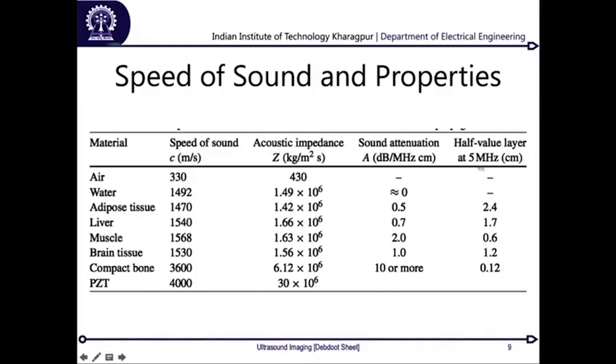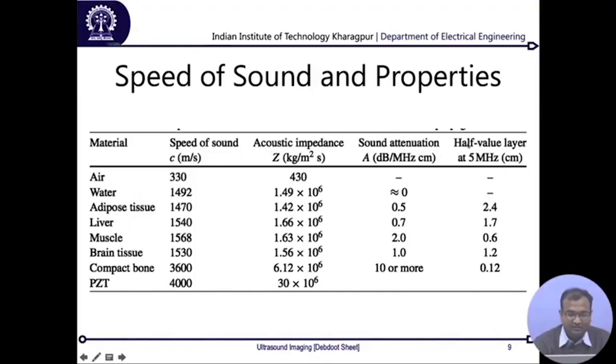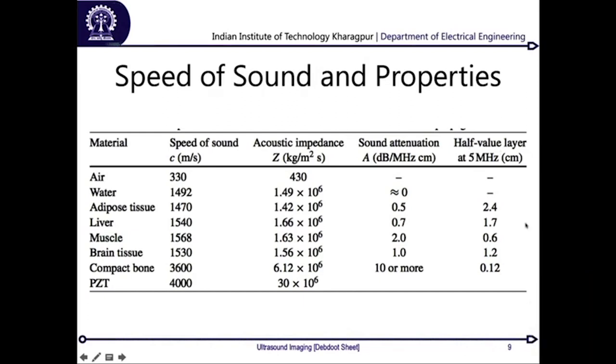So, now another factor which you have to look at is this half value layer. What this half value layer means basically is, when you are emitting a pulse from the transducer, it has a certain power, so at what distance does the power decrease to half of it? This is similar to a half power distance or half power bandwidth you have for electromagnetic systems as well.